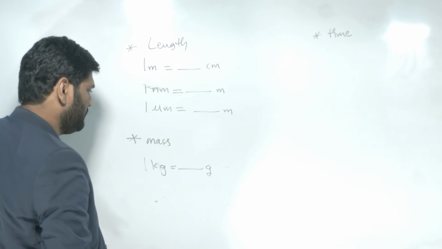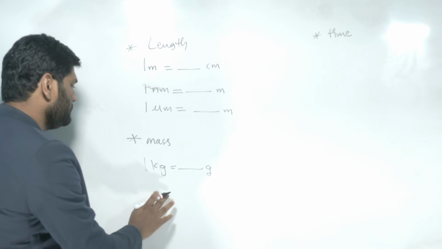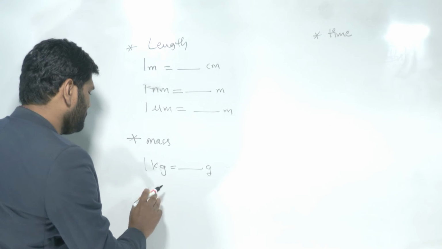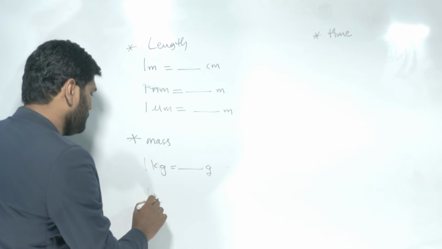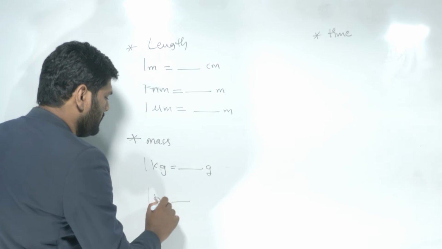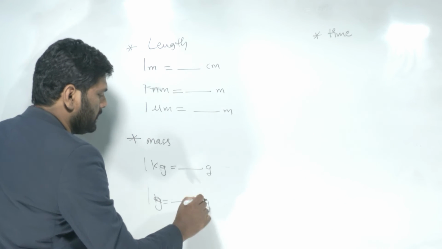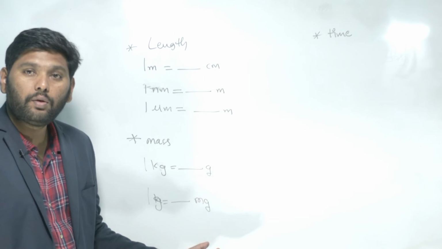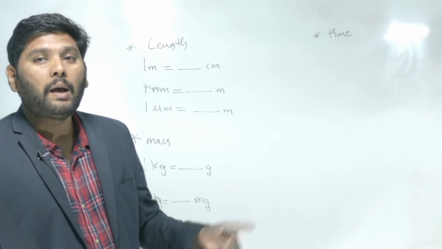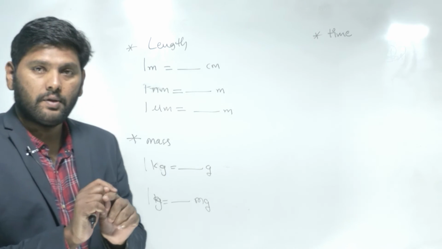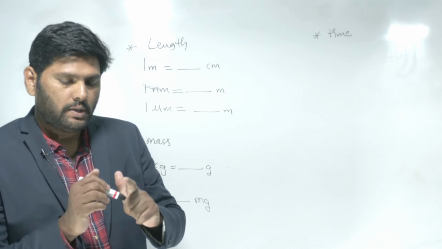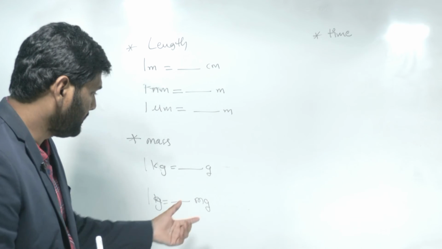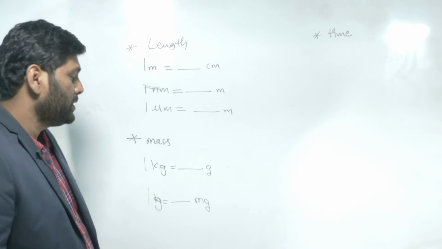Next, let us take one more. 1 gram is equal to how many milligrams? This is a conversion. This mg you might have seen on the back side of tablet strips. If you observe this mg, mg means what? Milligram.